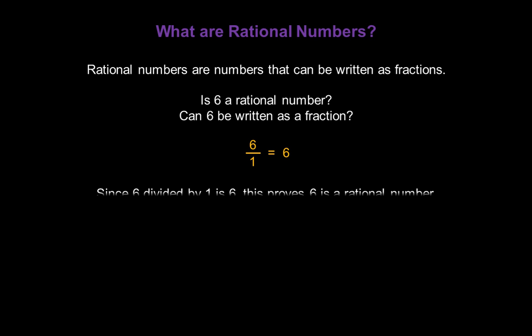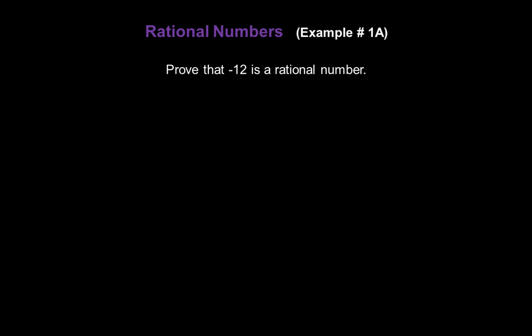6 divided by 1 is 6. So since 6 divided by 1 is 6, this proves that 6 is a rational number.